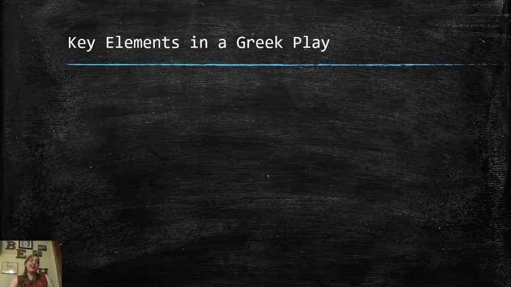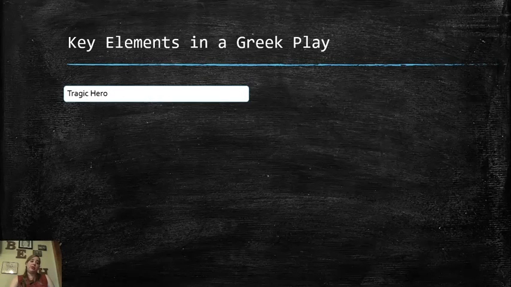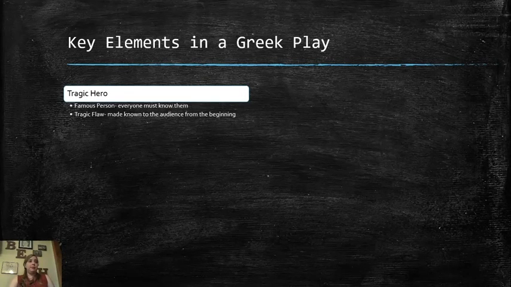The first big element in a Greek play is the tragic hero. A tragic hero is a famous person that everyone knows about. Everyone knows the story, and everyone knows that they have a tragic flaw. Now, this tragic flaw must always be present from the very beginning, and you have to be able to track it all the way to the end and see how they turn away from it in order to have a good tragic flaw.